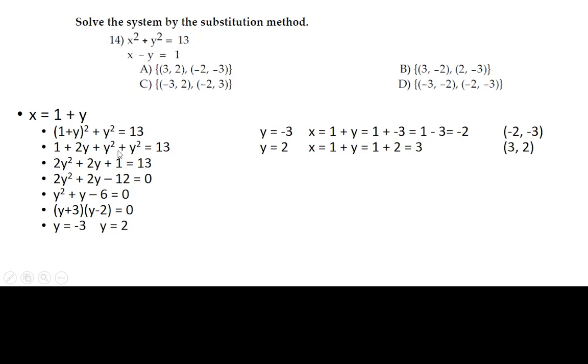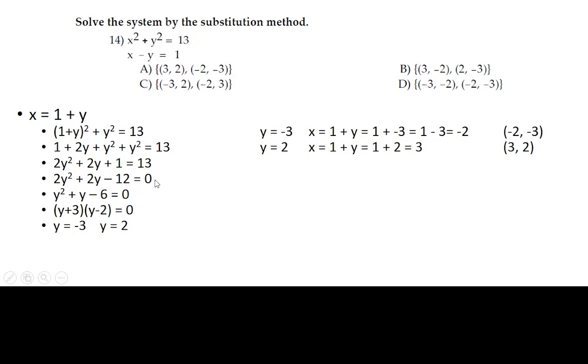Combine like terms, y squared plus y squared is 2y squared. Then we have our plus 2y plus 1 equals 13. Get everything on one side and 0 on the other. Subtract 13 from the right over to the left. Positive 1 minus 13 is negative 12. So we have 2y squared plus 2y minus 12 equals 0.